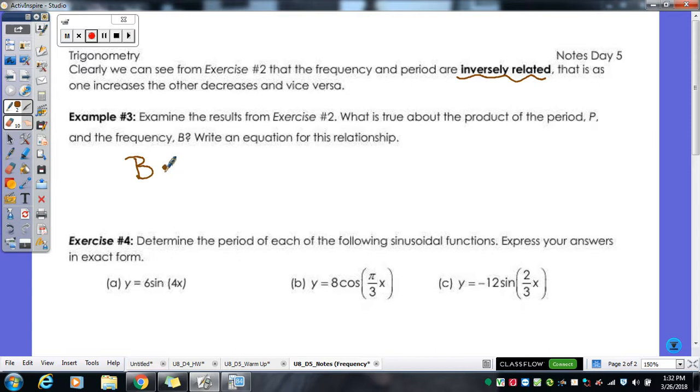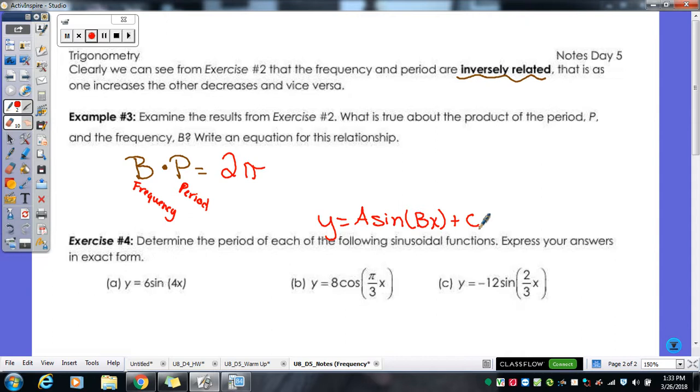So our equation that we use is your frequency, which is the letter B, times the period, how long it takes to create one function, is always going to equal 2 pi. So your B, which is frequency, times period. Because in the basic equation, they use A, sine, and then they represent this with the letter B, and then plus C. So B is just the value from within the equation.